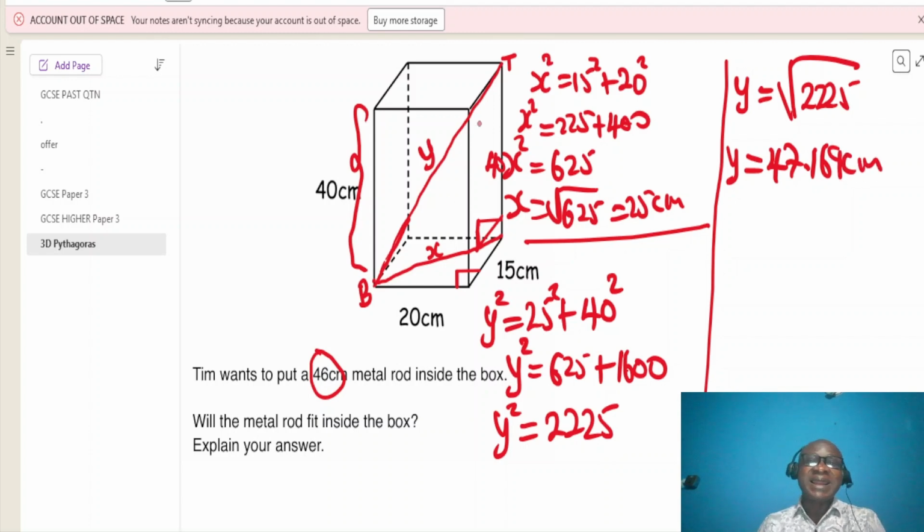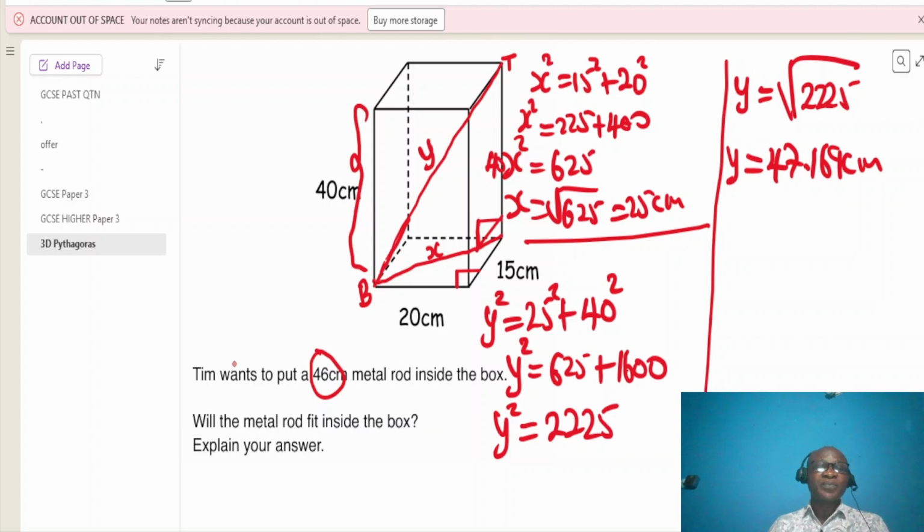What does this message mean? If the diagonal length of this open box is 47 point something, that 47 point something is already more than 46. Meaning if you put the rod inside, it can enter with a little space remaining. Okay, it will not come outside the box.